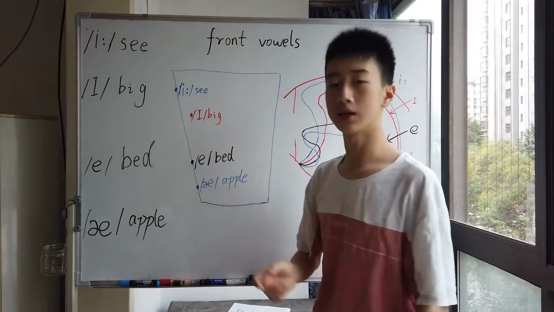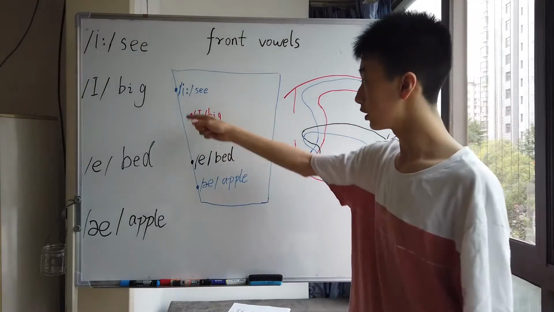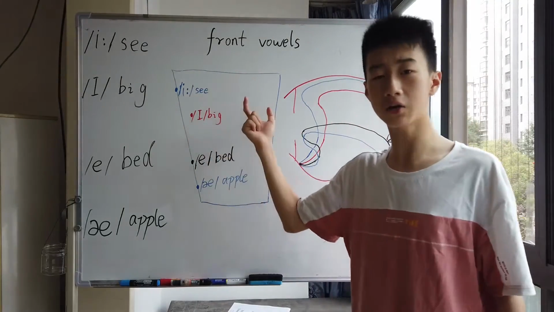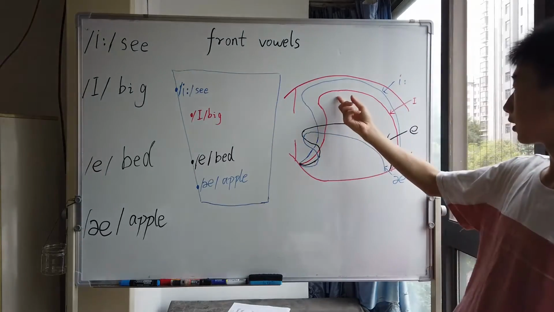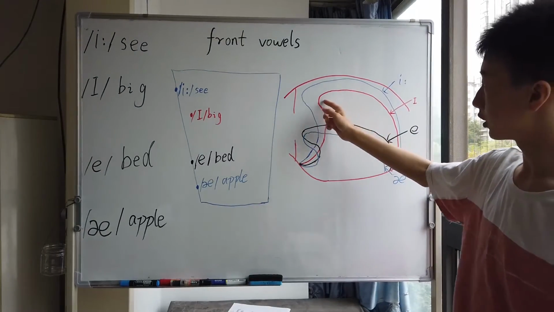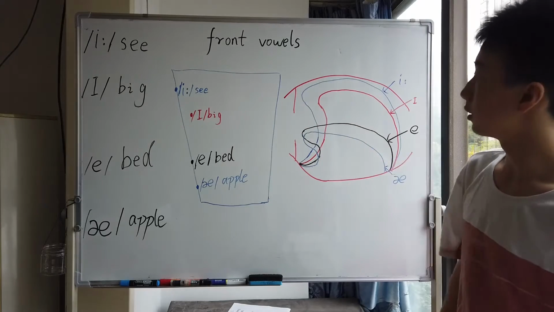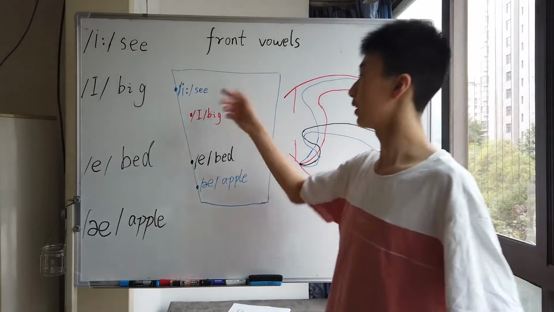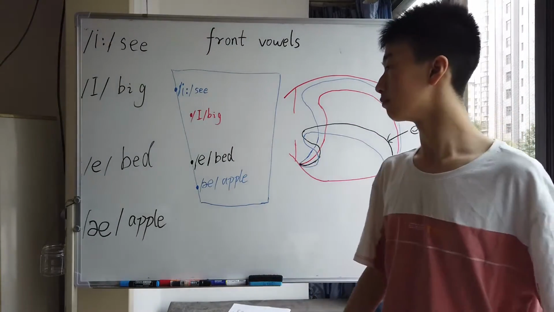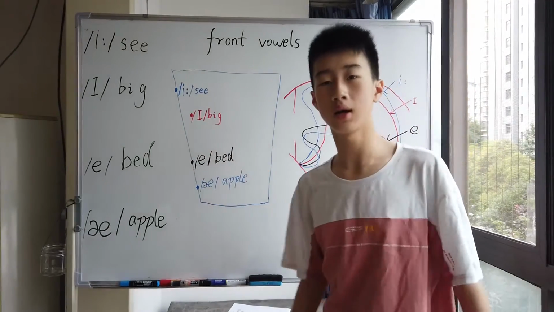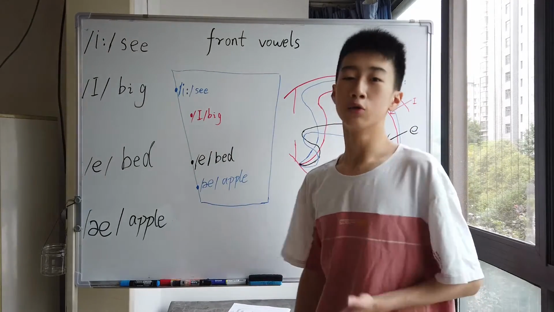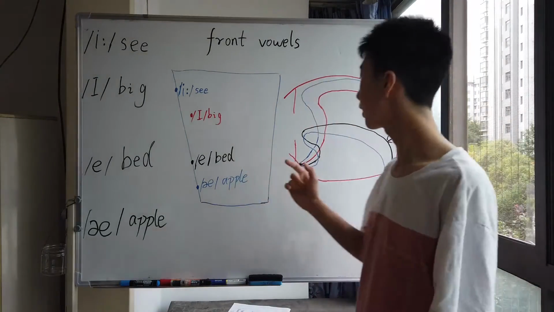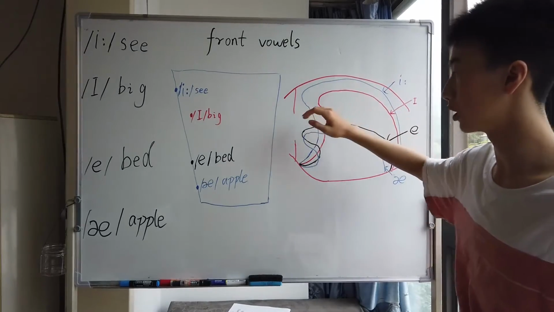Then let's look at the I sound. You can see all these three are on one line, but this one moves out a little bit. That's because if you look at this red tongue here, you can see that it moves back a little bit, and it's more relaxed than the E sound. For example, there's the word big. You see that it's really more relaxed than E. And of course the tongue position moves down a little bit too.